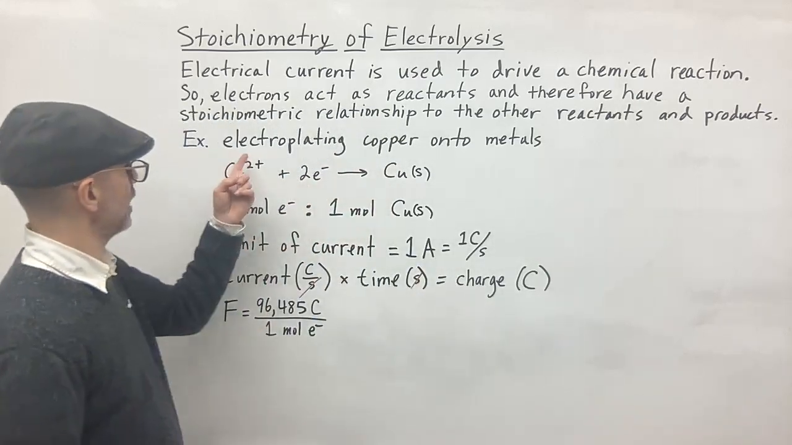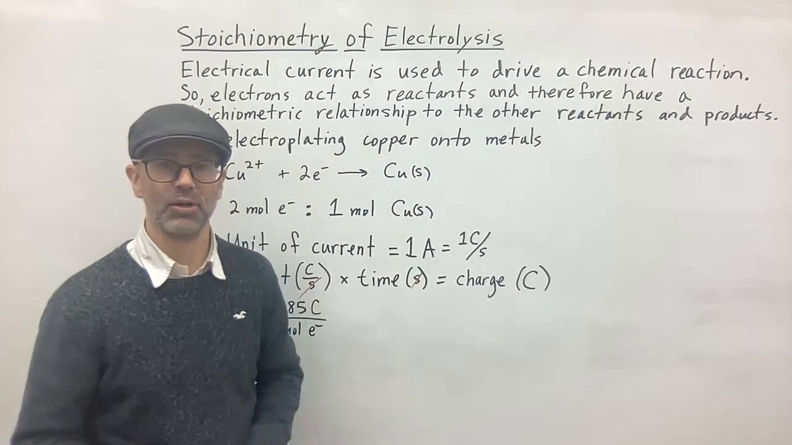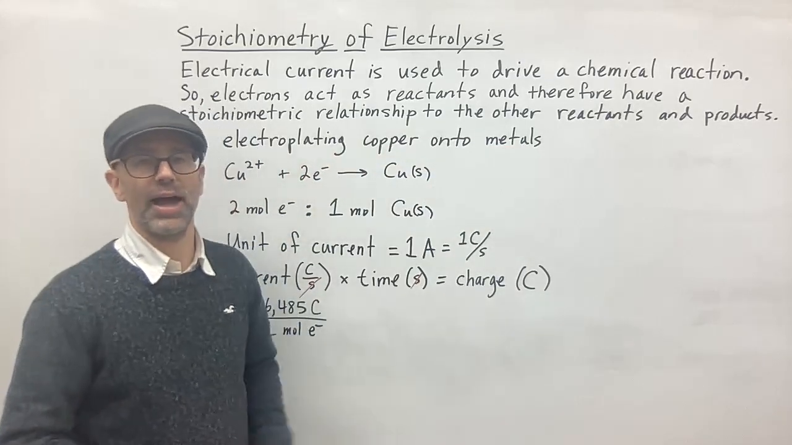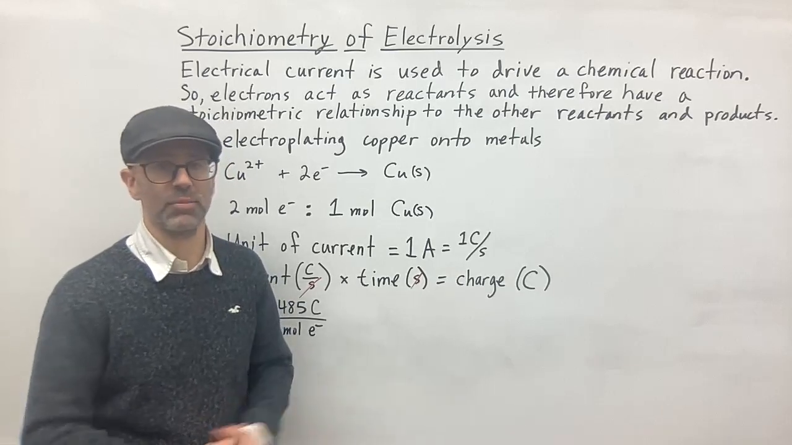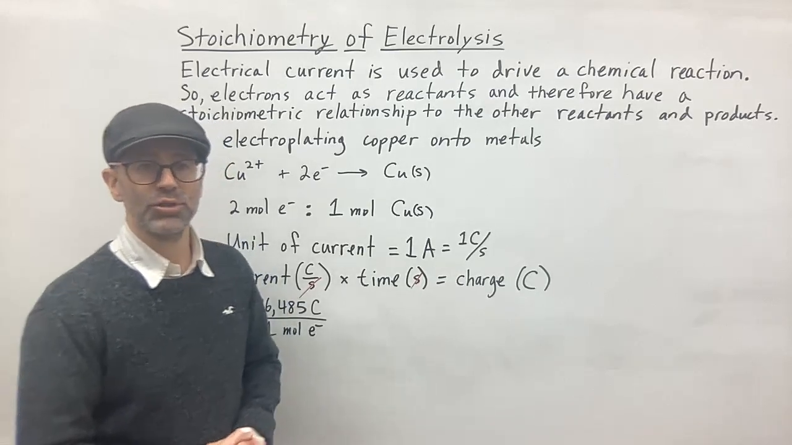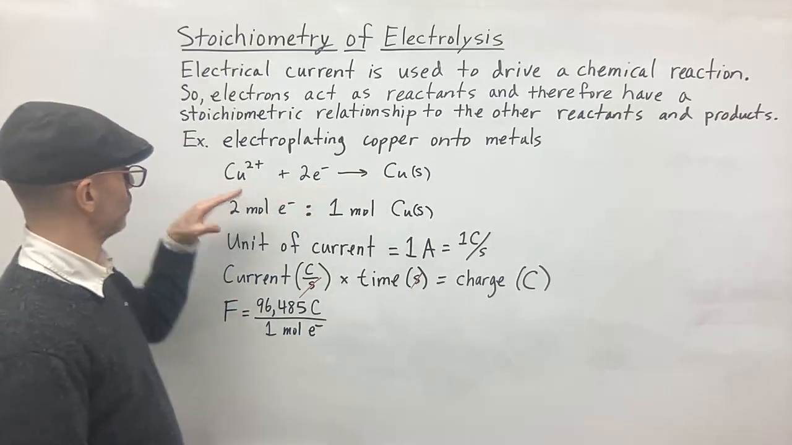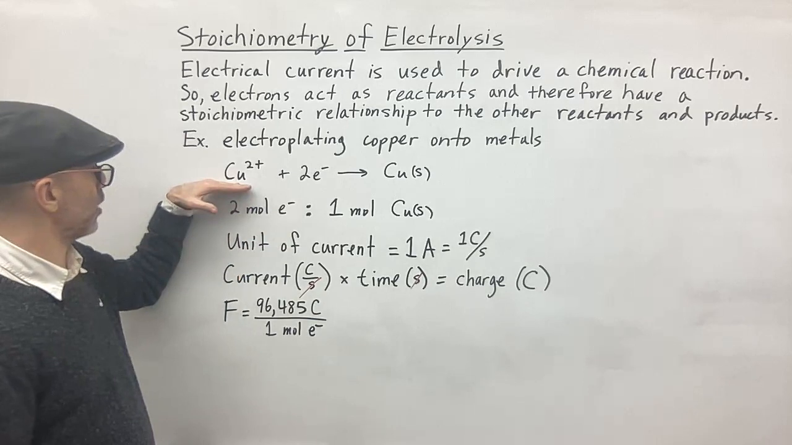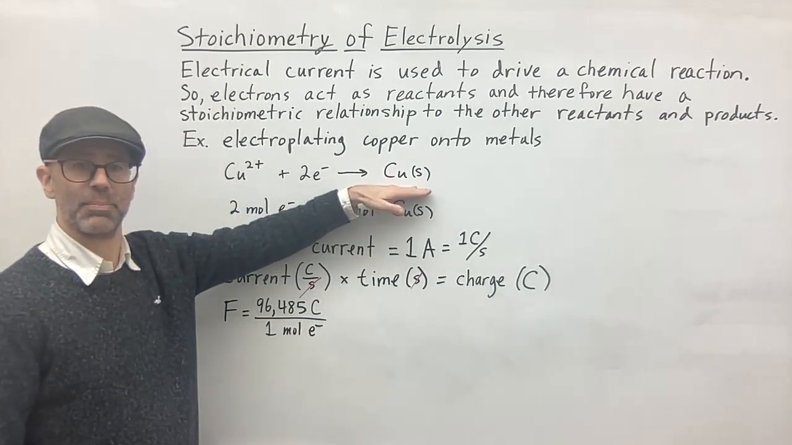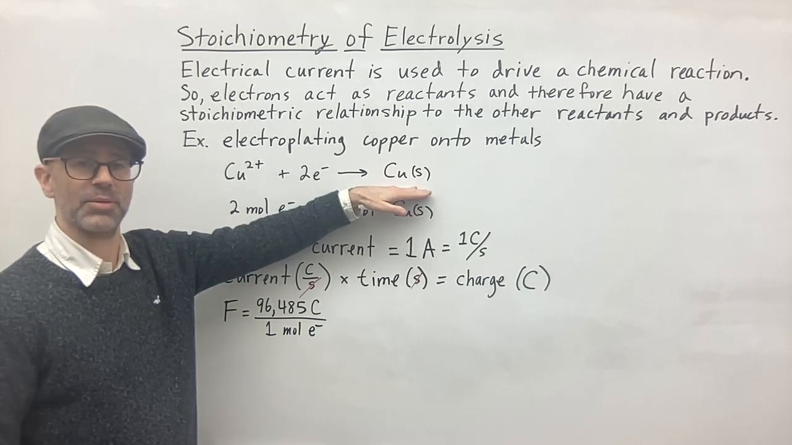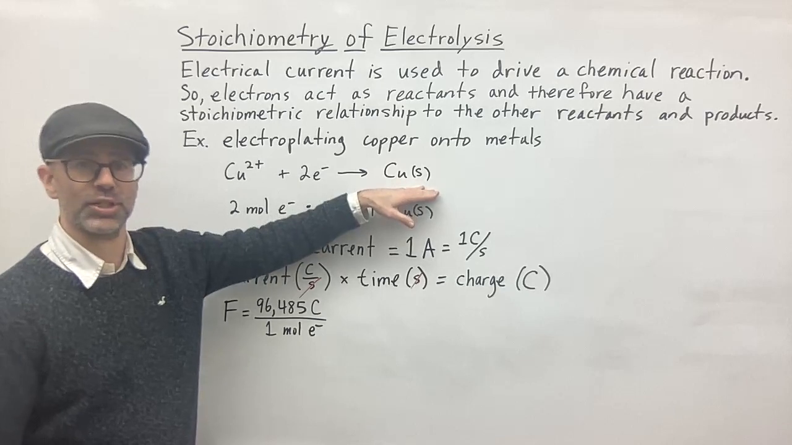So, let's take the example of electroplating copper onto a certain metal. Let's say you want to add a copper plating to, I don't know, let's say a spoon of some sort. What would you do? So here is the reaction that we're driving. We want to take copper ions and make them into neutral copper atoms that are then going to be added to the surface of whatever metal that you're interested in plating.